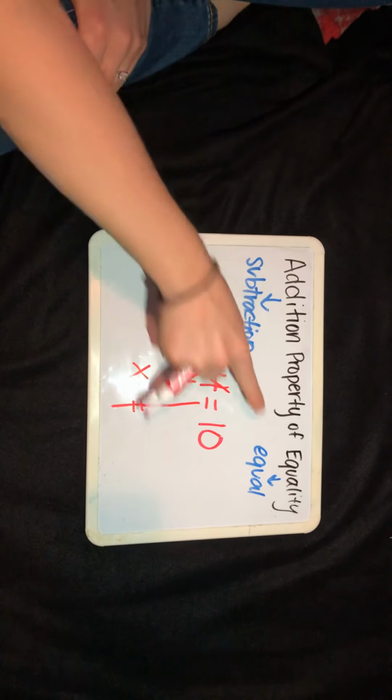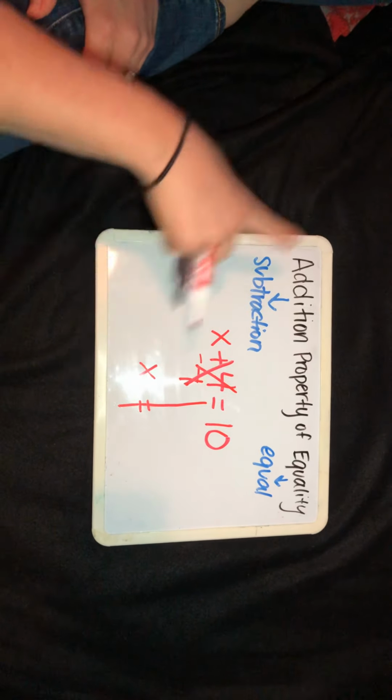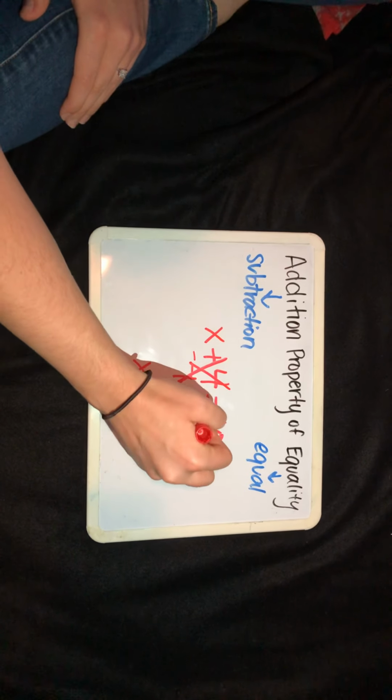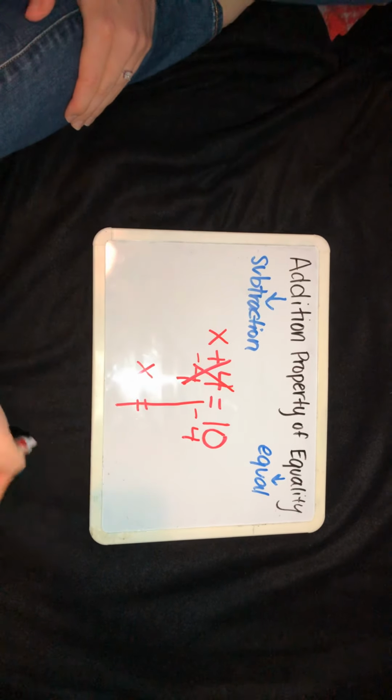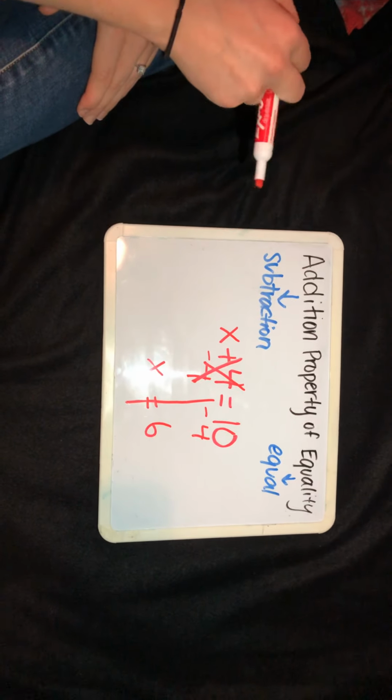But like I said, equality means, or equal means, whatever I do to one side of my equation, I have to do to the other. So I'm going to subtract 4 on this side as well. So that gives me 6. So my final answer is x equals 6.